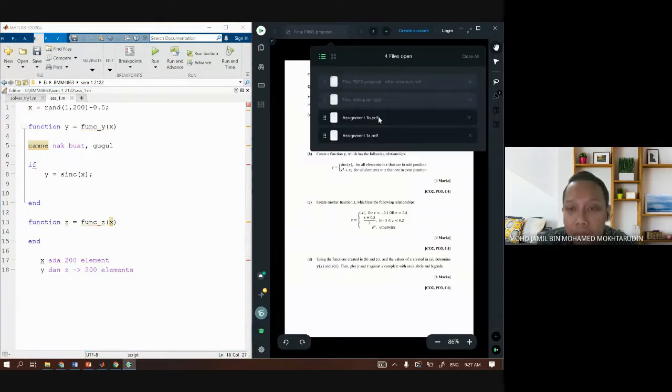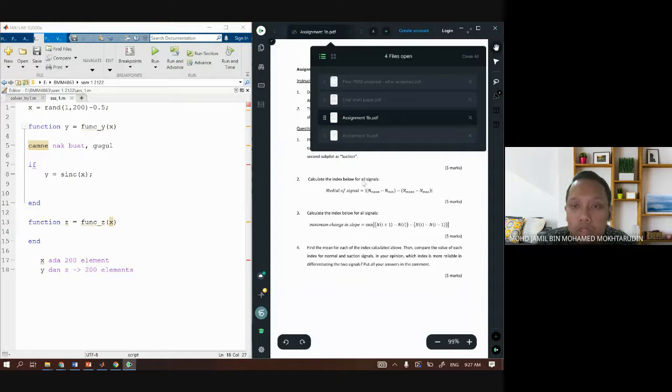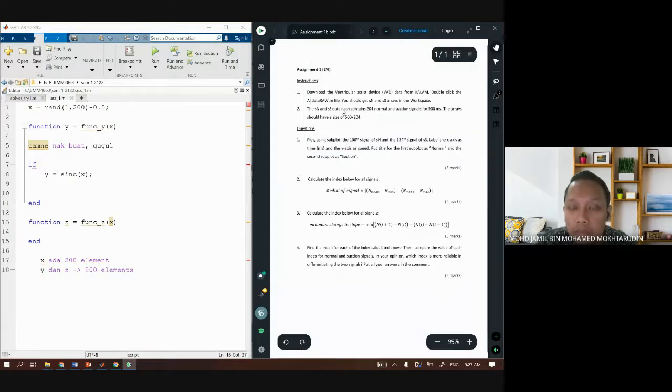Ada assignment 1B. So assignment 1B should be slightly difficult sikit. So yang ni kena refer tutorial YouTube. Macam mana nak buat yang hari tu kita discuss yang saya tak dapat tulis ikut kod dia. Tapi kod dia saya dah upload it in Kalam. So you should be able to write this code based on the code that I posted in Kalam. Okay, but question number 1, you need to plot. Okay, plot the signals and do the label and so on.